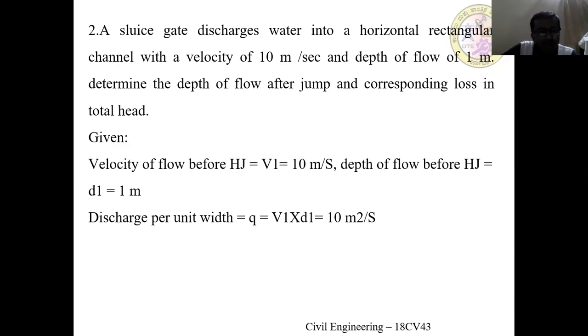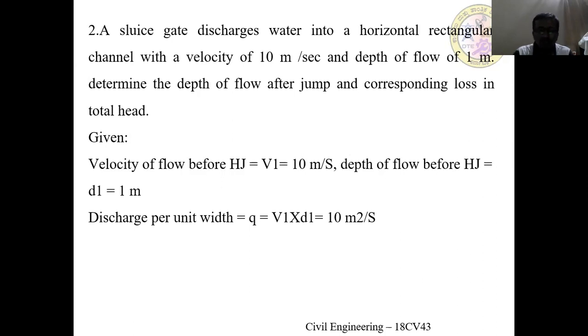So first you find out the discharge per unit width. Unit width means Q equals AV, where A equals D into Y. For unit width it is D1 or Y1, D into Y1 or B into D1, where B is 1. So we can write small q equals V1 into D1 equals 10 meter square per second.